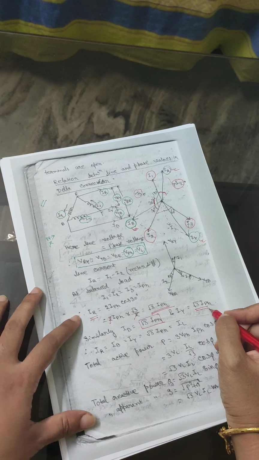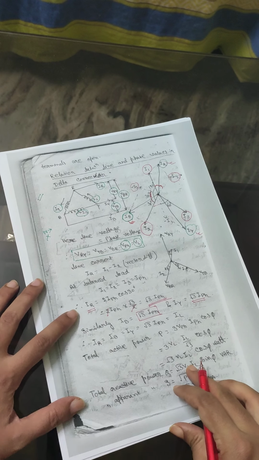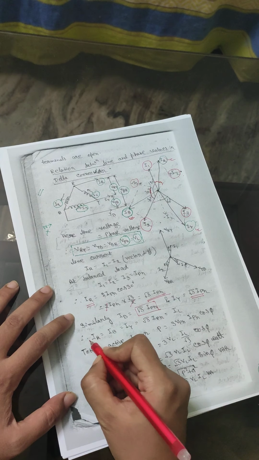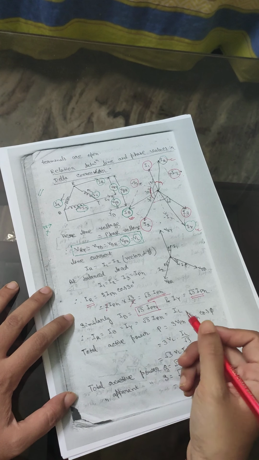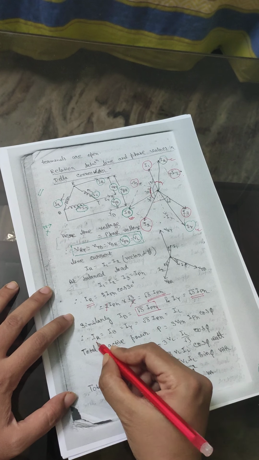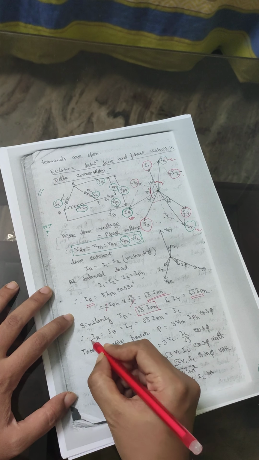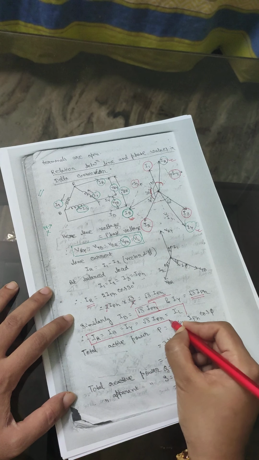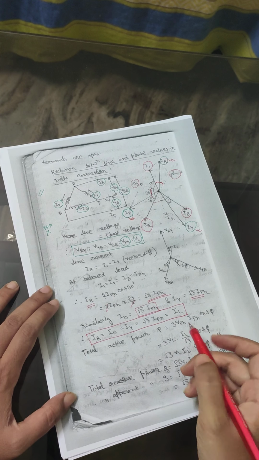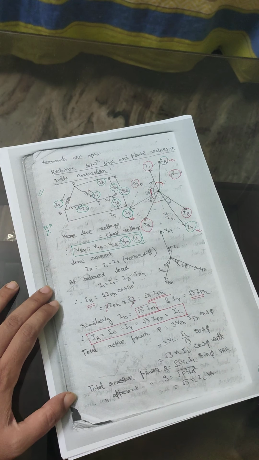So in the case of delta connection, what I got for the line current is IR equals IY equals IB, that is, IR equals IB equals IY equals root 3 I phase. That means in the case of delta connection, line current equals root 3 times phase current.